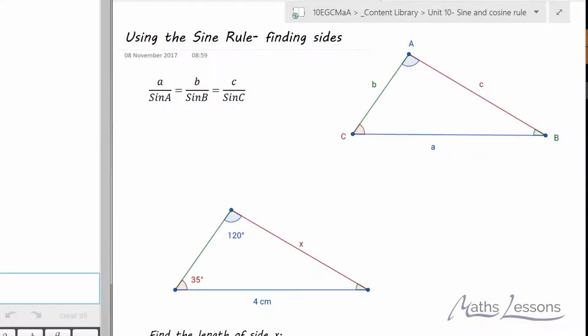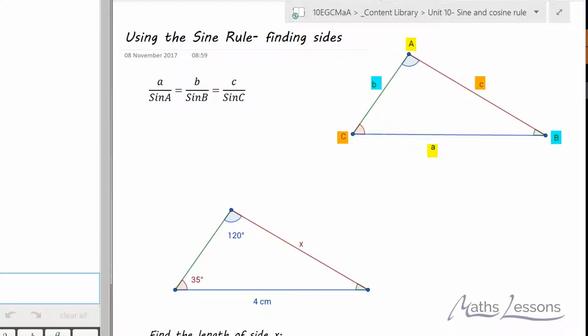Right, we're going to look at using the sine rule to find sides. We found this formula: a over sine A, b over sine B, c over sine C. When doing it, we must make sure that our triangle is labelled properly, so that the little a is opposite the capital A, the little b is opposite the capital B, and the little c is opposite the capital C.